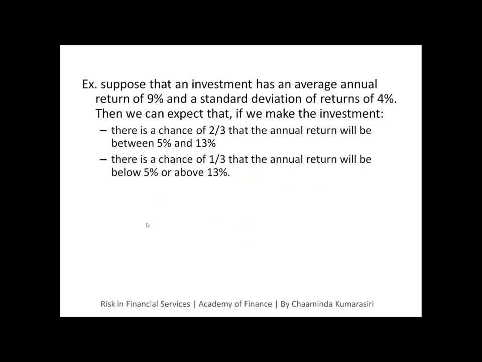So the other side of the story: when the 2/3 is within this range, that means there is a 1/3 chance that the return will be outside this range. Because there's a 2/3 chance for it to be within the range, it suggests there's a 1/3 chance, or 33% chance, that the return will be outside this range.